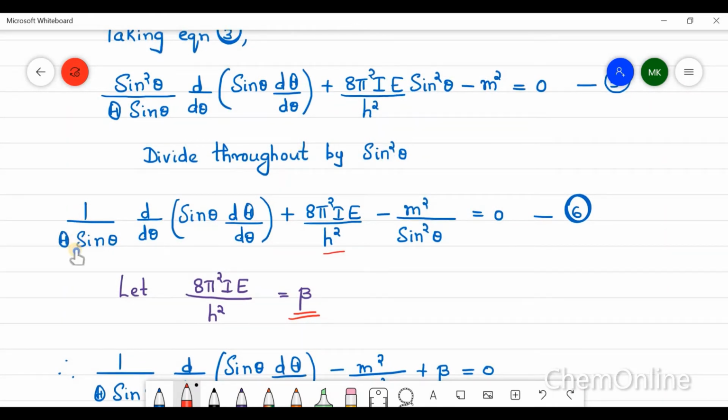Equation 5. Now divide throughout by sin square theta. Then we get 1 by theta sin theta d by d theta of sin theta d theta by d theta plus 8 pi square ie by h square minus m square by sin square theta equals 0. And let this be equation 6. Now we are going to give a substitution. Let 8 pi square ie by h square equals beta.